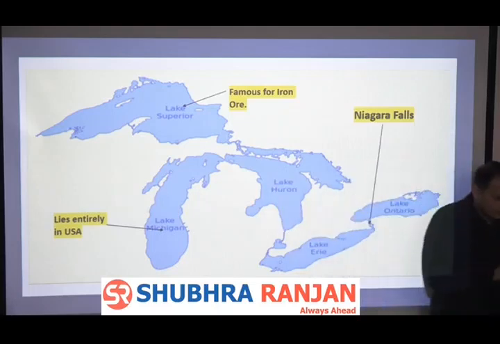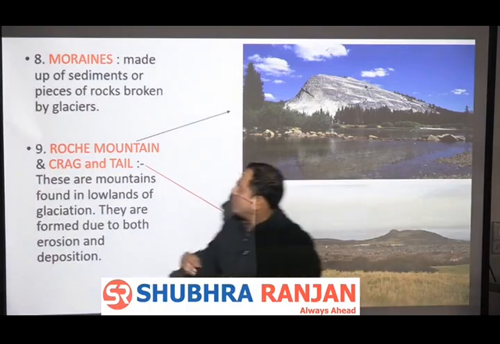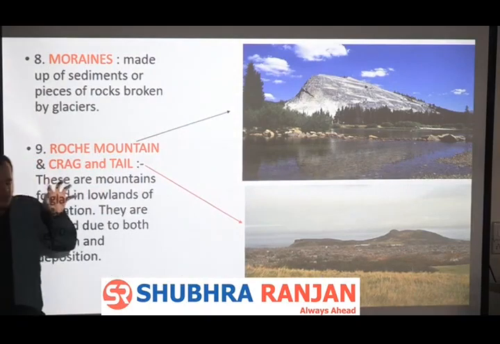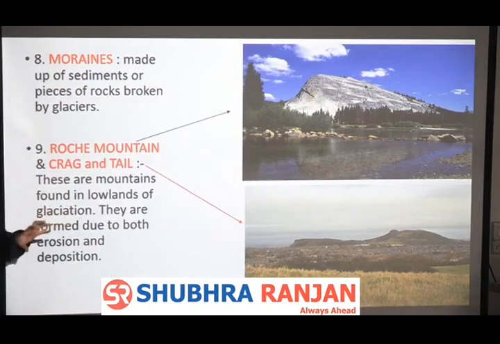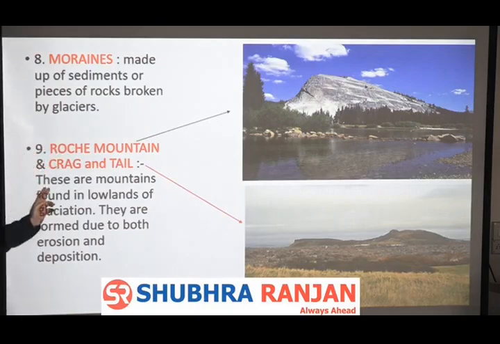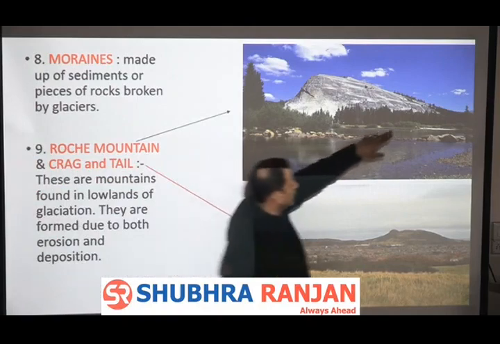Then we come to the two important topographic features, that is moraines. We'll see this later on. They are made up of sediments of the broken rock. This much is all you need to remember for prelims. Moraines are made up of the sediments of the broken rocks, but then there are Roche Mountain and the crag and tail topography. So you can see that is a Roche Mountain. Getting it? And these are the mountains found in the lowlands of glaciation. They are formed due to both erosion and deposition. This is just an overview. So Roche Mountain, this is how the ice was moving.